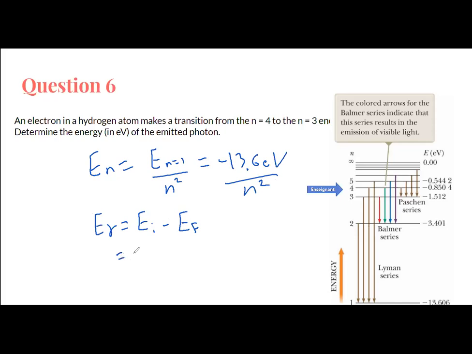So we start off in the fourth level, so we'll have negative 13.6 electron volts divided by 4 squared minus 13.6 electron volts divided by 3 squared. Yeah, there's a minus. Are we jumping down? Yes.